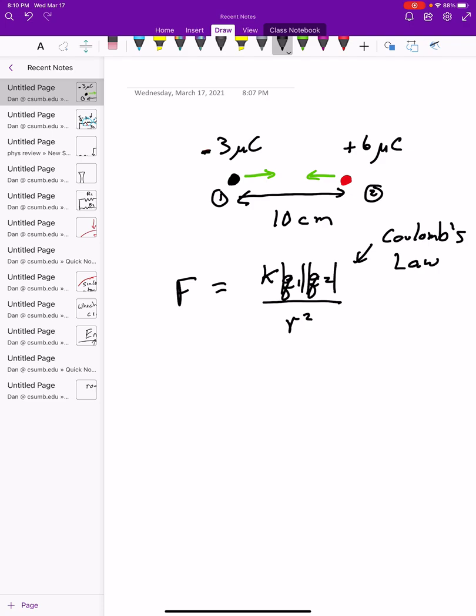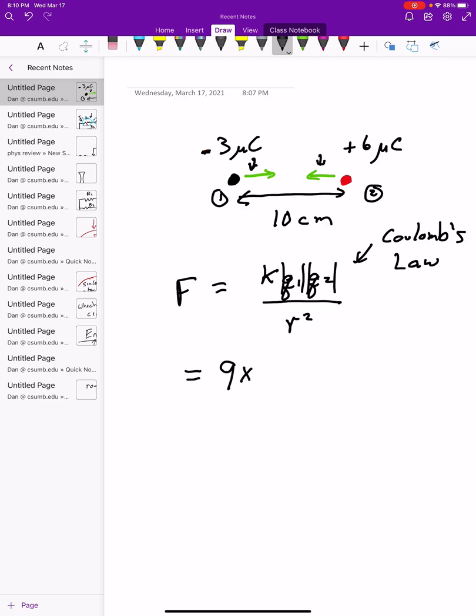I'm going to put absolute values around Q1 and Q2 because the direction I determine without knowing whether they're positive or negative in the equation. I determine the direction by looking at the situation and saying, well, if they're oppositely charged, they're going to attract each other, and then the arrow that I draw defines the direction of the force that the charge feels. So the red one is going to experience a force to the left, the black one is going to experience a force to the right. Now the size of that force, it's going to be the same size for both charges.